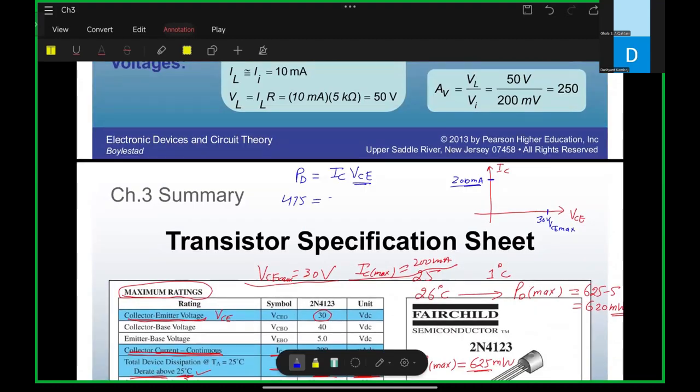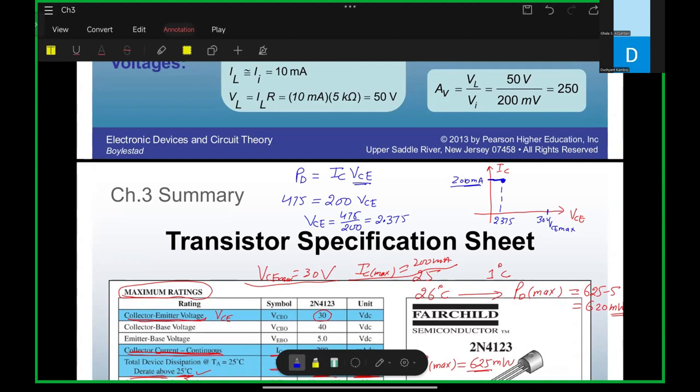VCE is equal to power dissipation over IC maximum, which is 200. So the VCE value corresponding to this is 475 divided by 200. Can you tell me how much is this? 475 divided by 200 is 2.375. So that means it will lie here, 2.375. This is our first point. Understood or not?